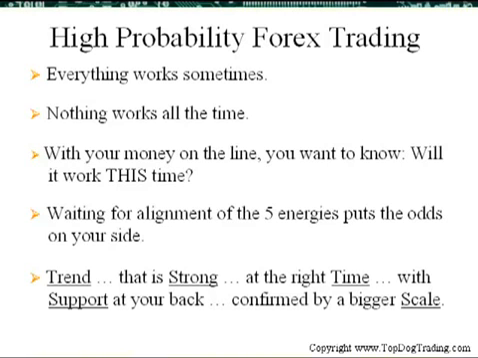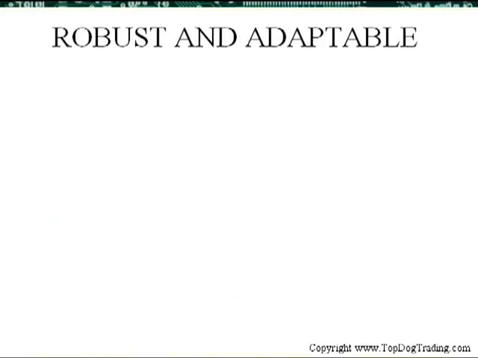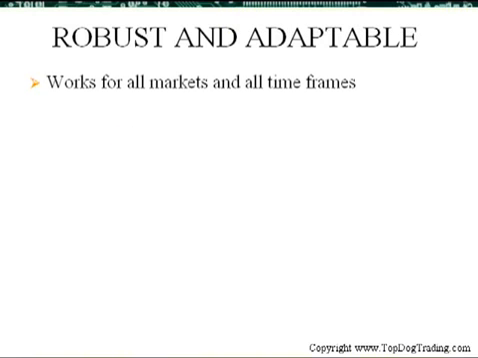We're looking for a trend, energy number 1, that is strong, that's momentum, energy number 2, at the right time, that's cycle, energy number 3, with support at your back, that's support resistance, energy number 4, and confirmed by a bigger scale. That's your multiple time frames, and that's energy number 5. Now, because we're using energies to trade, the methodology is robust and adaptable because it's simply going to measure whatever is on that chart.